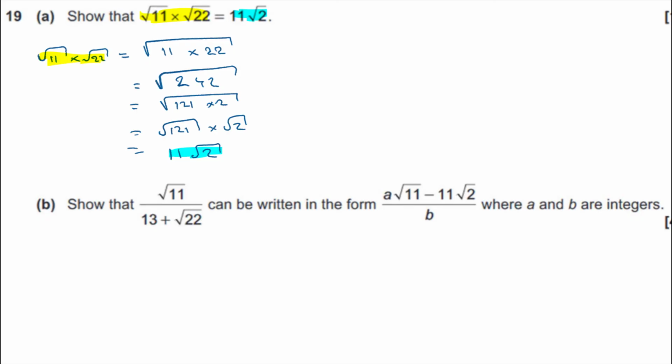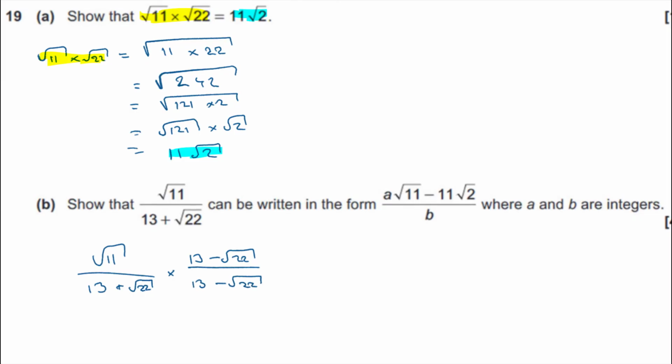Okay, now when you've got something of that form, a plus root b, on the bottom, and you want to rationalize it, the easiest thing to do is to times top and bottom by the same expression but with the sign flipped. We call it the complement. So the complement of 13 plus root 22 is 13 minus root 22. Okay, so I times top and bottom through by 13 minus root 22.